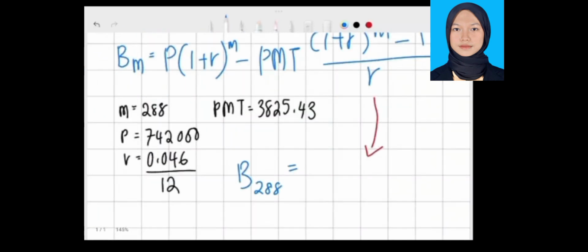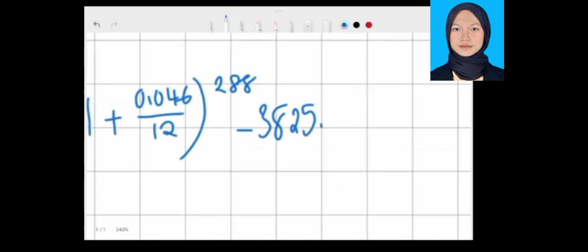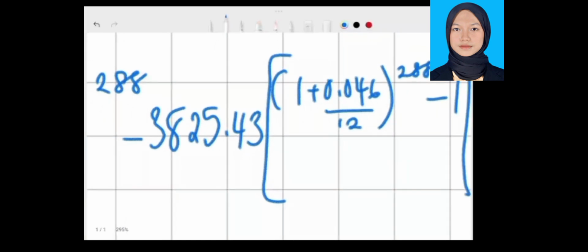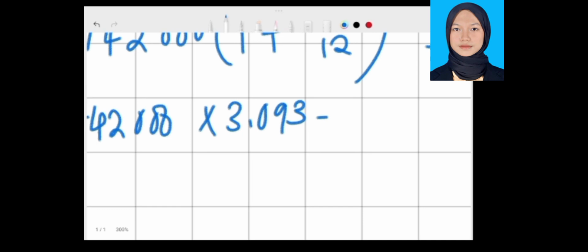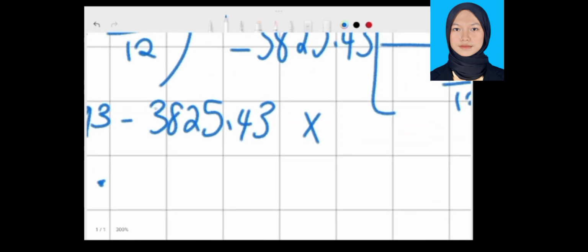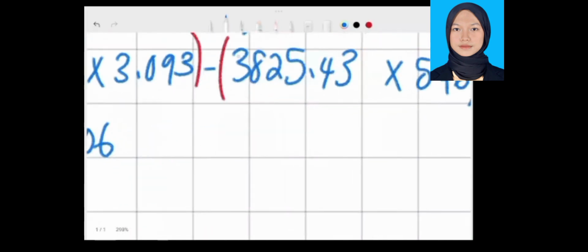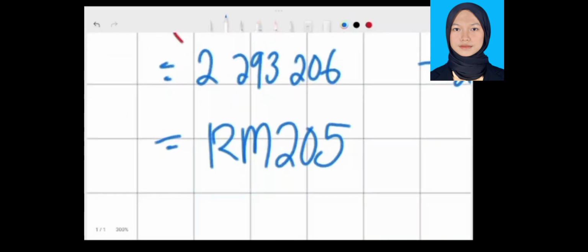B 288 equals 288 minus the PMT 3,825.43, times 1 plus 0.046 over 12. We will calculate in the bracket first. 1 plus 0.046 over 12, we get 3.093, and the other bracket we get 546,300. So we will calculate one by one. 7.200 multiplied by 3.093, we get 2293,206, minus the other bracket 2088118, then we get RM 205088 for question C.